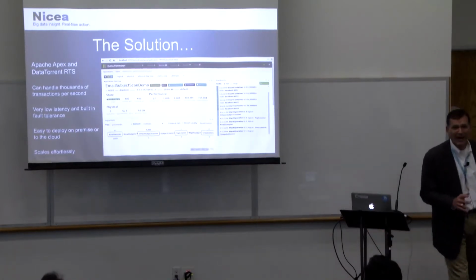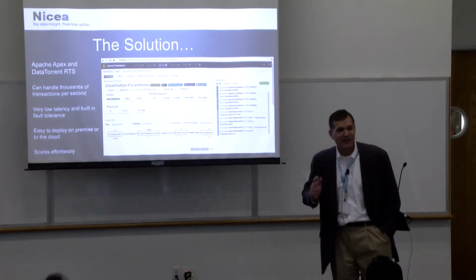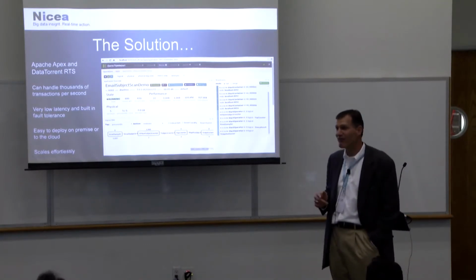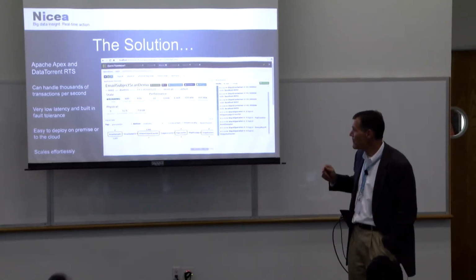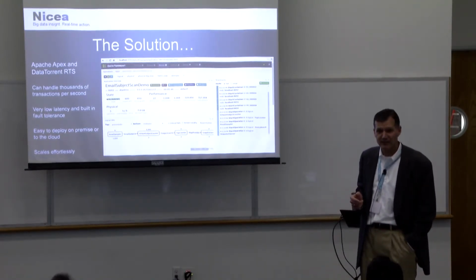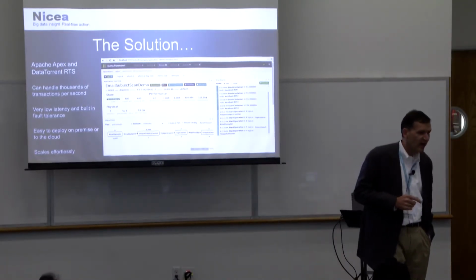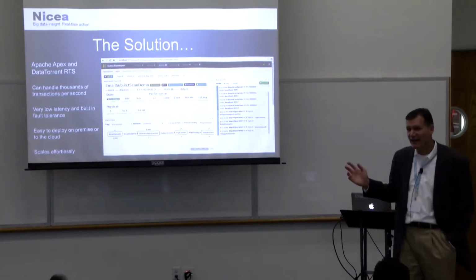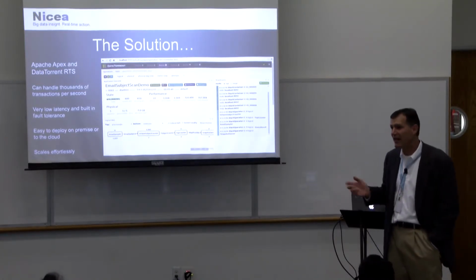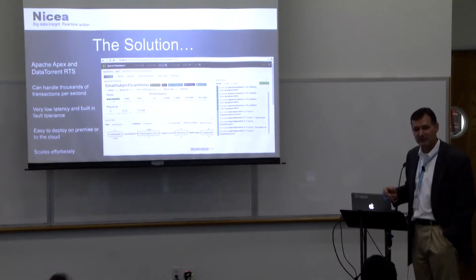All right. What I think would have been perfect back then is something like RTS. This is a solution that we were looking for that just wasn't available back then. It can handle thousands of requests per second, very low latency, and it's built to be fault tolerant. The fault tolerance is built in. It's easy to deploy. Whether you're going to deploy it in the cloud or on your own infrastructure, it's very portable. It doesn't lock you into any specific vendors. And of course, it scales effortlessly.